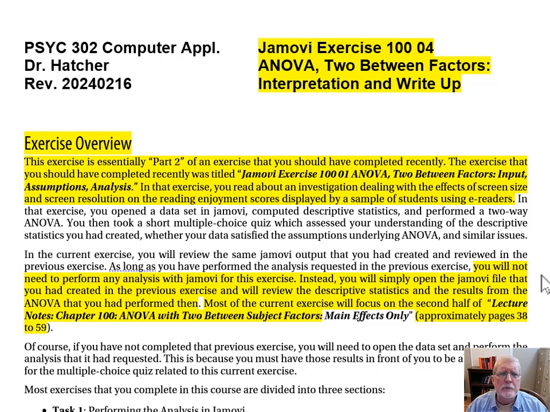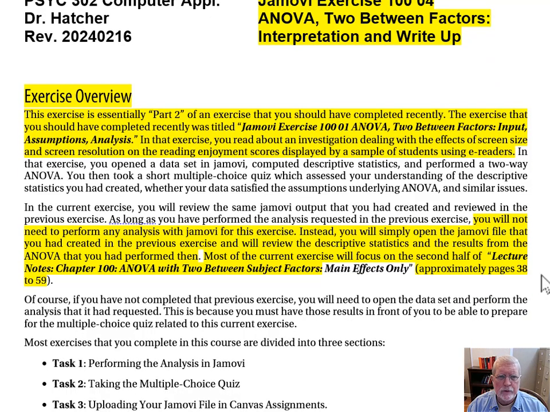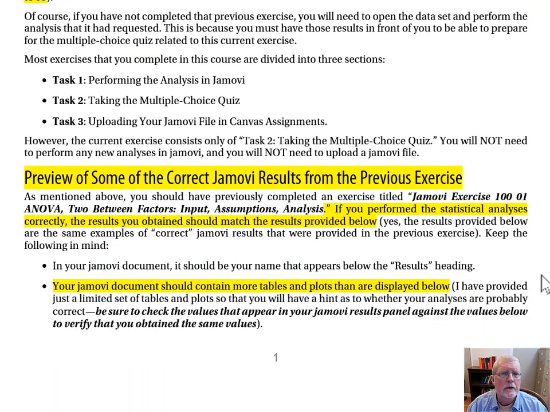You will not need to perform any analysis with Jamovi for this exercise. Instead, you'll simply open the Jamovi file that you had created in the previous exercise, and you'll review the descriptive statistics and the results from the ANOVA that you had performed. Most of the current exercise will focus on the second half of lecture notes, chapter 100, ANOVA with two between subject factors, main effects only, approximately pages 38 to 59. Let's scroll down a bit.